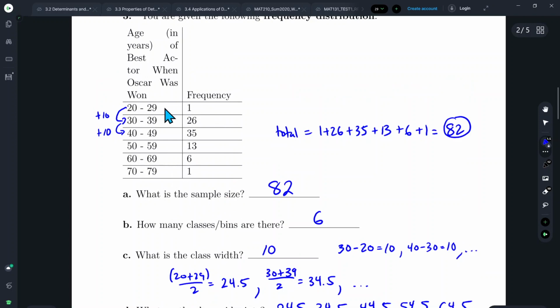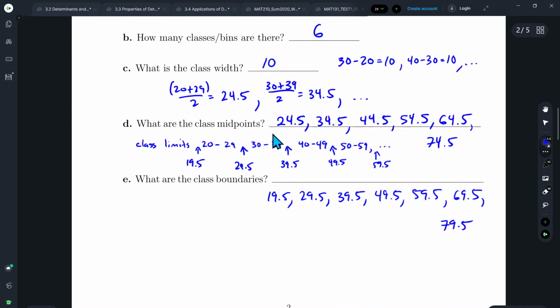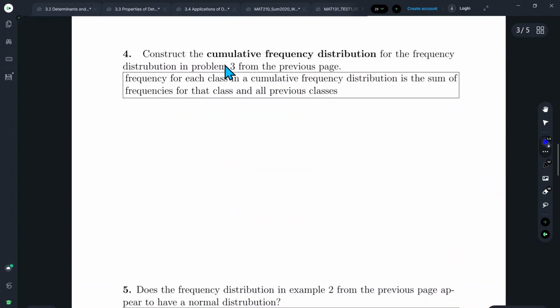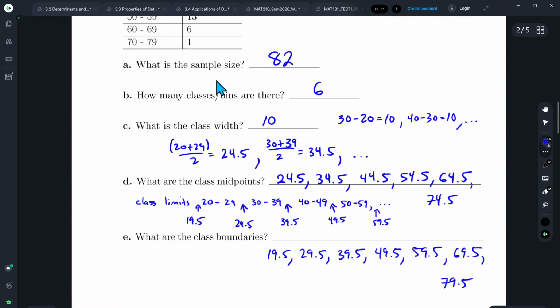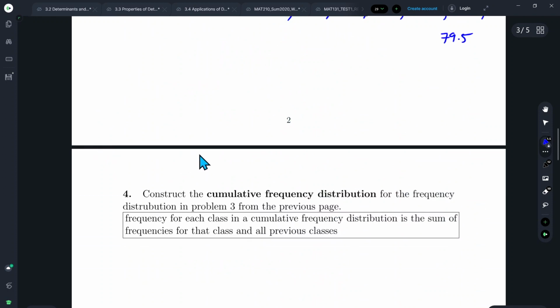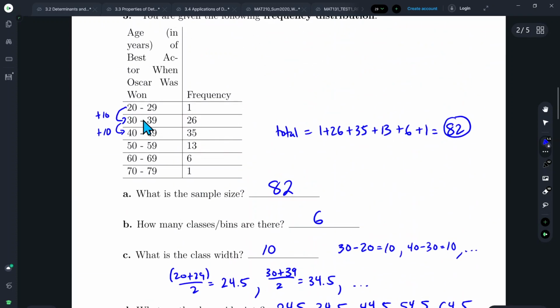These describe the structure of the frequency distribution. So let's take a look at the next example. In example 4, we're asked to construct a cumulative frequency distribution using the frequency distribution from example 3, which was this one here. In a cumulative frequency distribution, you accumulate the classes one by one. What do we mean by that?